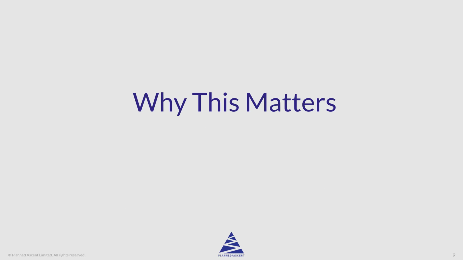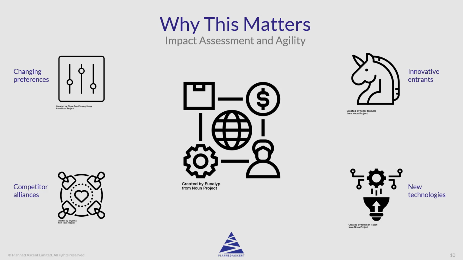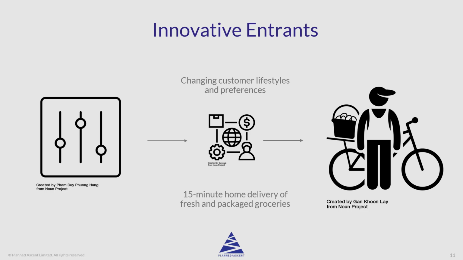Why this matters? If you cannot easily describe and review your business model, you and your team will struggle to evaluate the impact on it of changes in your trading or competitive environment, and then to react with the necessary agility. Such changes can flow from many sources: innovative new market entrants, new technologies, competitor alliances, or changing customer preferences, for example. An example of innovative market entrants operating a new business model are the app-based 15-minute grocery delivery services that have launched in London and other major UK cities.